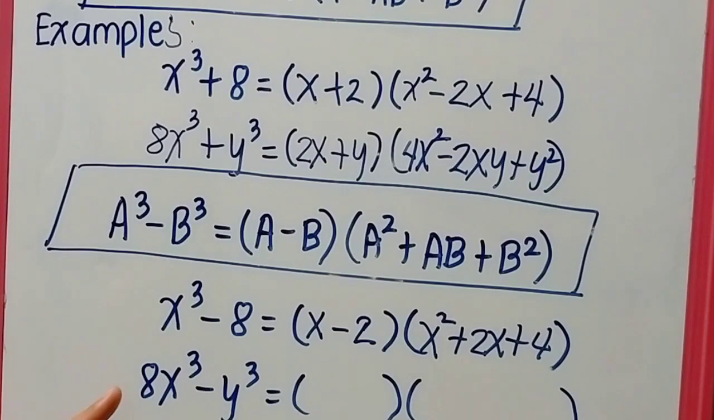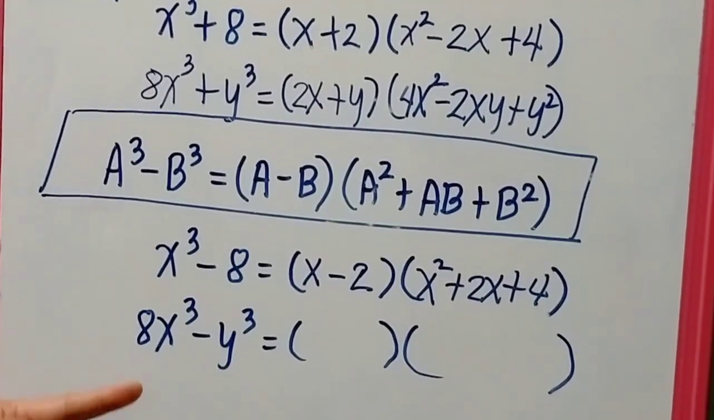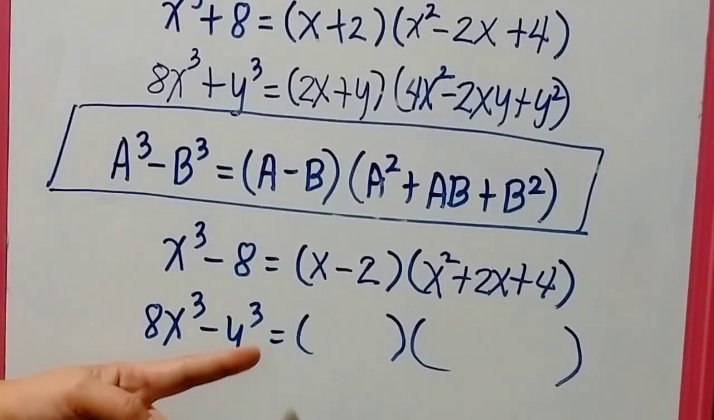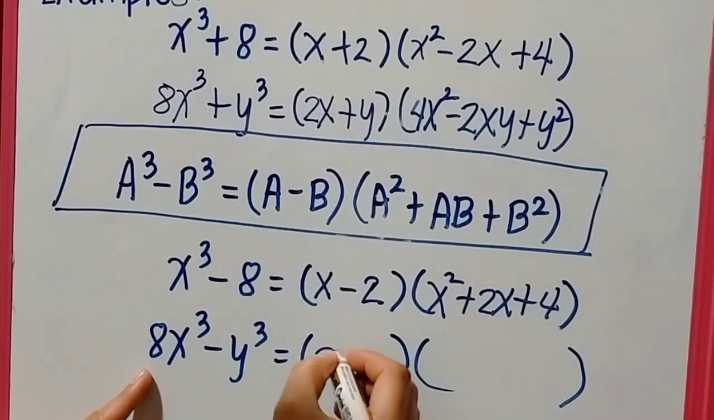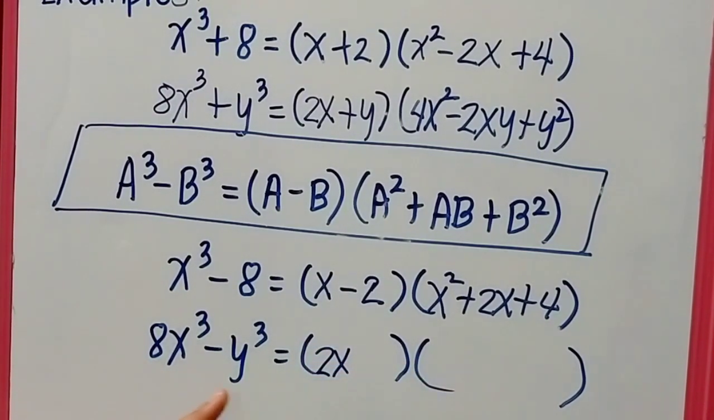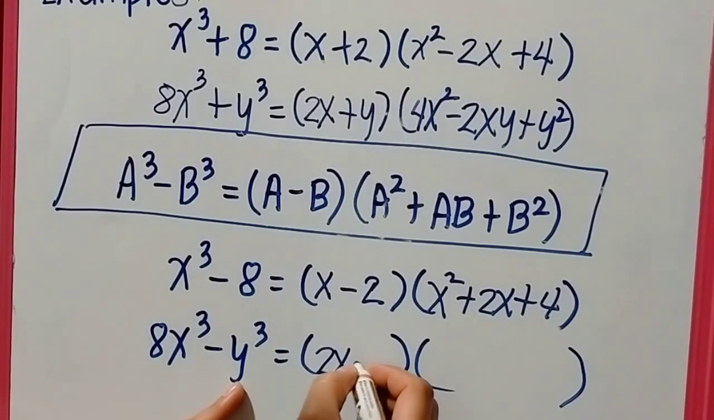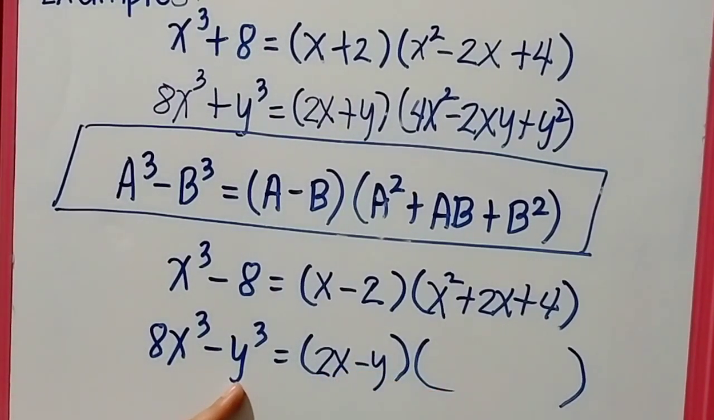Okay, next example will be 8x cubed minus y cubed. Let us factor this. So again, we will get the cube root of 8x cubed and negative y cubed. The cube root of 8x cubed is 2x. And the cube root of negative y cubed is negative y. So after getting this, we can easily get the second factor.